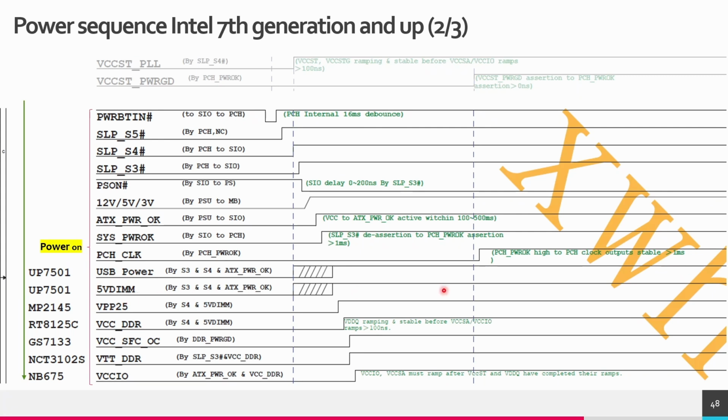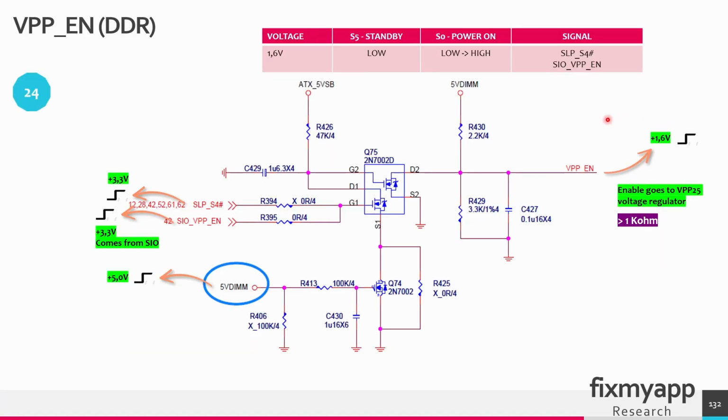When the 5 volt DIMM is present at the power on state, the next power sequence is to create a VPP voltage of 2.5 volt, and this voltage is derived from the 5 volt DIMM. Before creating the VPP 2.5 volt, we have to create an enable signal to the voltage regulator that will create the VPP 2.5 volt. In power sequence 24, we have to create a VPP enable signal that will go to the voltage regulator to create the VPP 2.5 volt. The VPP enable signal is the enable signal to start generating the VPP 2.5 volt.